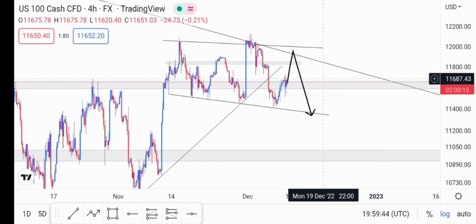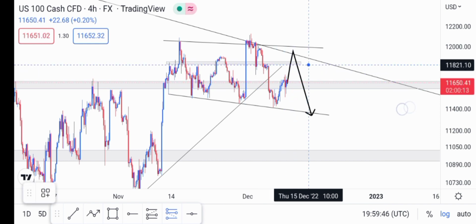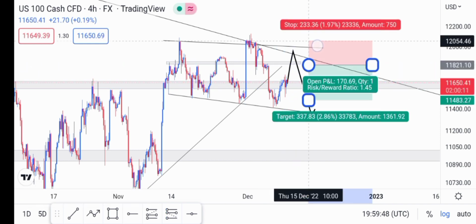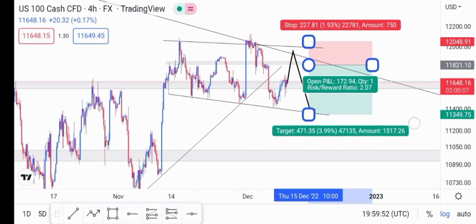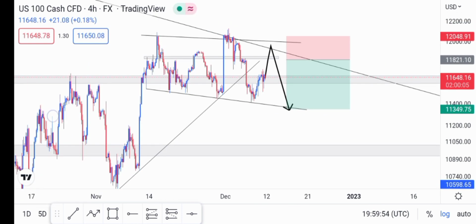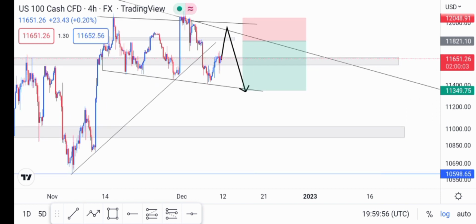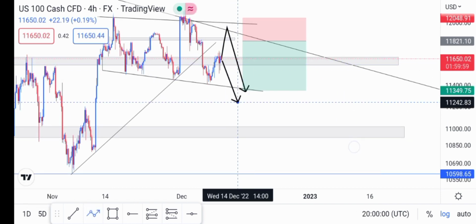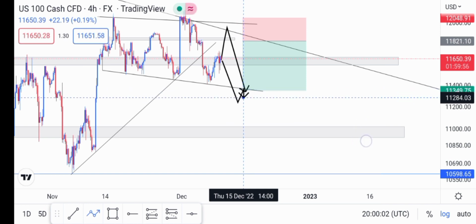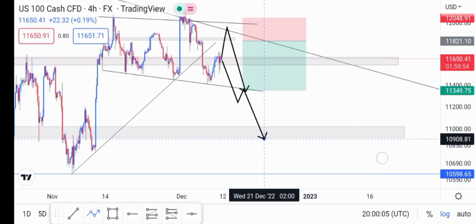So the perfect thing now, after you see the touch I'm talking about, is to enter around there and hold until here. And again, another entry level is when you see the market from this point right over here pushing to the lower side and retesting this level here. Just enter knowing that you're going to push down until right over here.